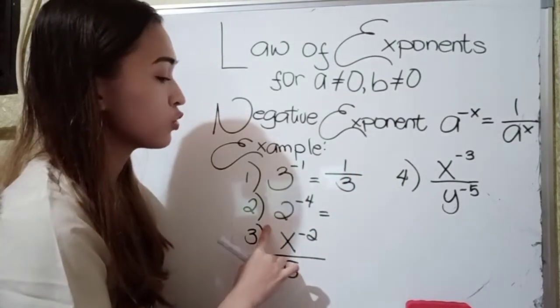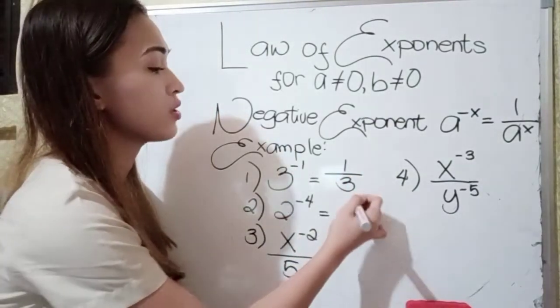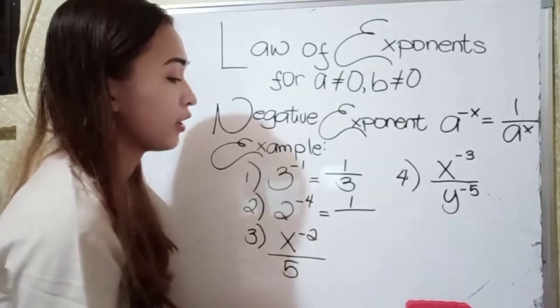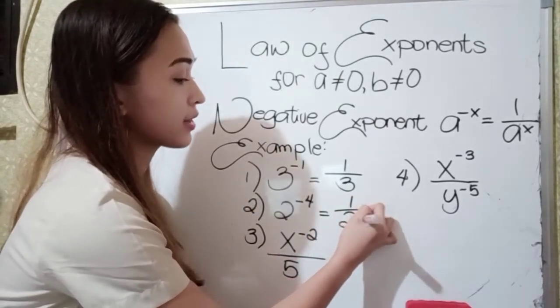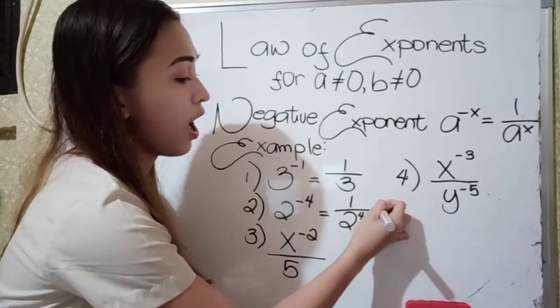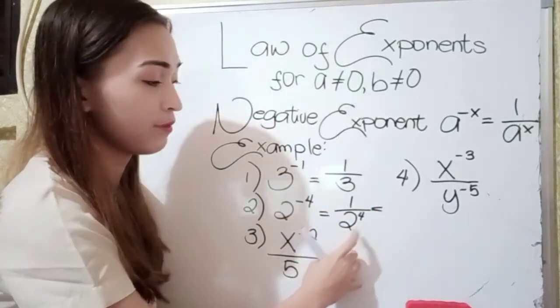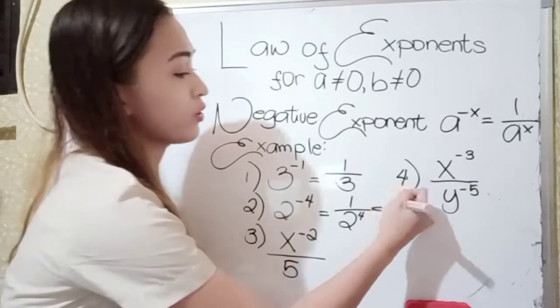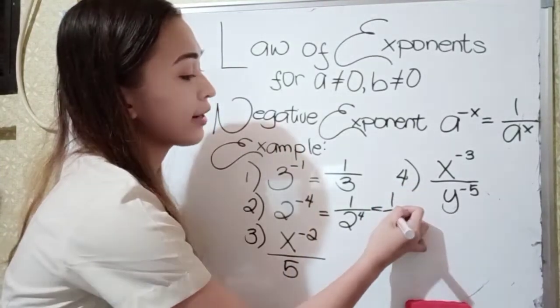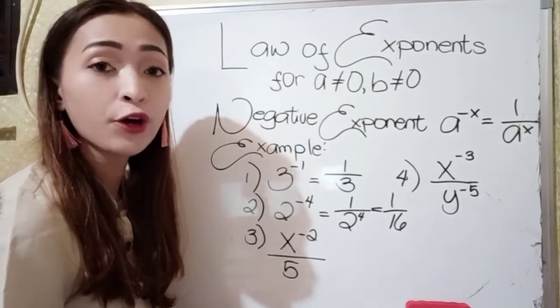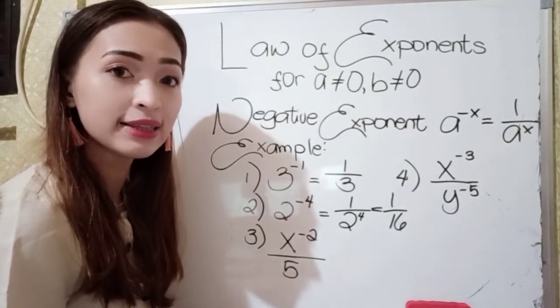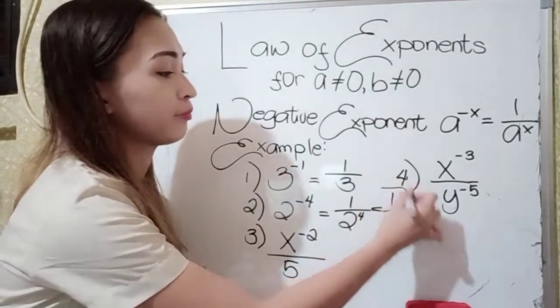Next, 2 raised to negative 4. Again, get the reciprocal. It will become 1 over 2 raised to 4. Let's simplify the 2 raised to 4. It will become 1 over 16, because 2 times 2 is 4, 4 times 2 is 8, and 8 times 2 is 16.